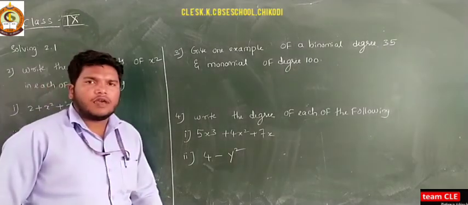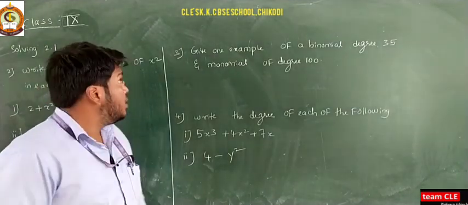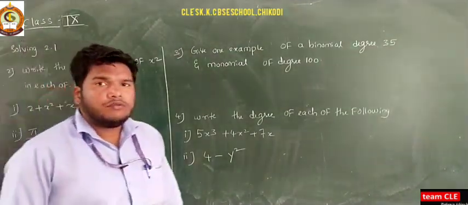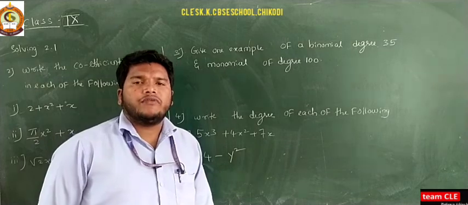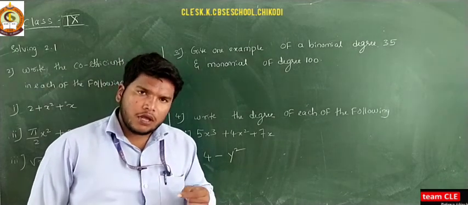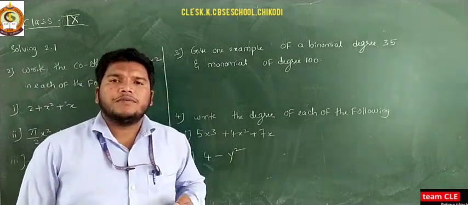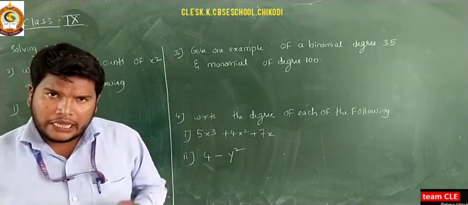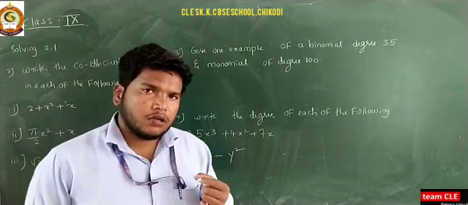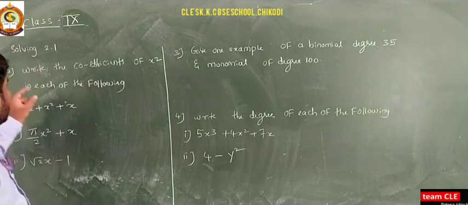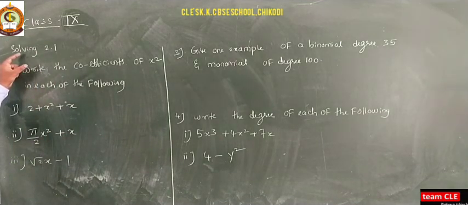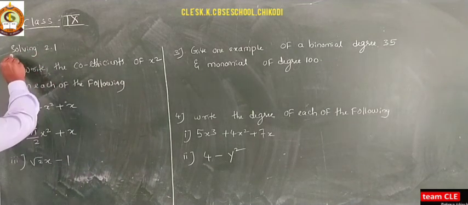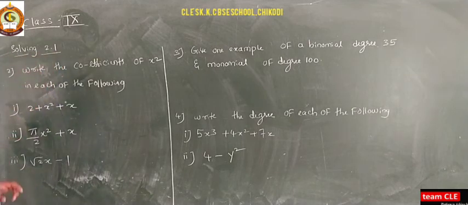So in the last class we started with exercise number 2.1 and also completed polynomials in one variable and polynomials in two variables. All these concepts we studied in your previous video. In this video you are going to learn and solve the remaining exercise of exercise number 2.1. So first, here I have written the question.